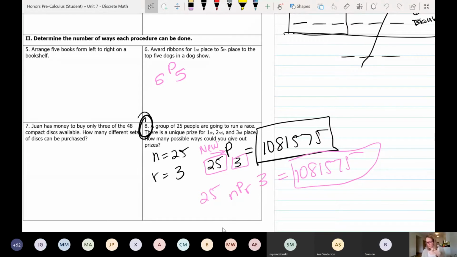On the older calculator, when you hit that button, it shows up as NPR, and you don't fill in the N and the R. It just stays like that. So that's what the 2 calculators are going to look like. They're a little different. On this problem, I did 25 NPR 3, and I got 13,800.